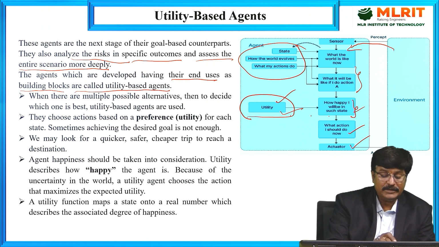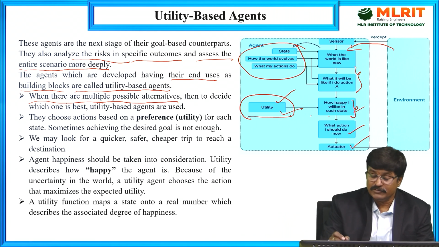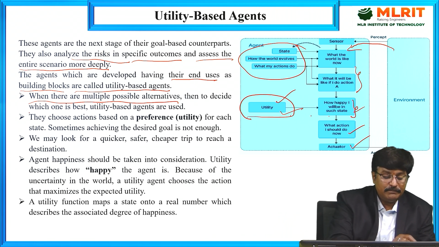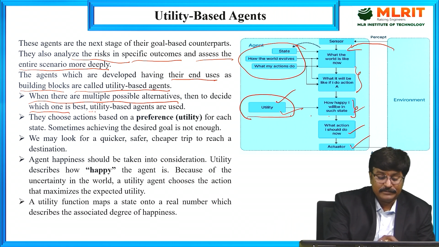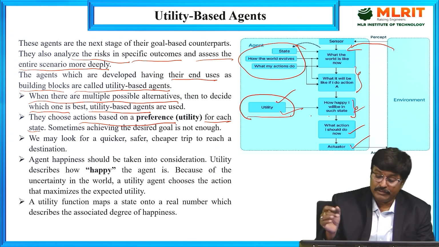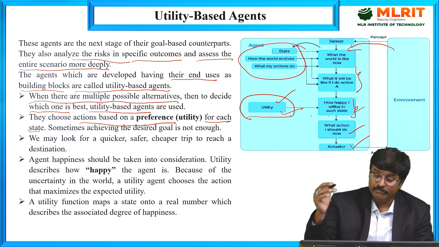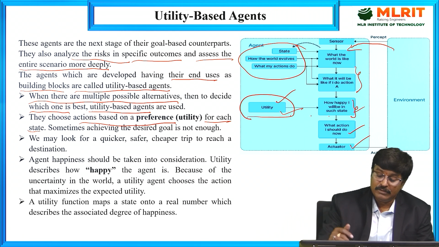When there are multiple possible alternatives, to decide which one is the best depends on the utility-based agent's utility function. They choose actions based on the preference for each state. Sometimes achieving the desired goal is not enough. Utility-based means how to reach the goal using the utility function.